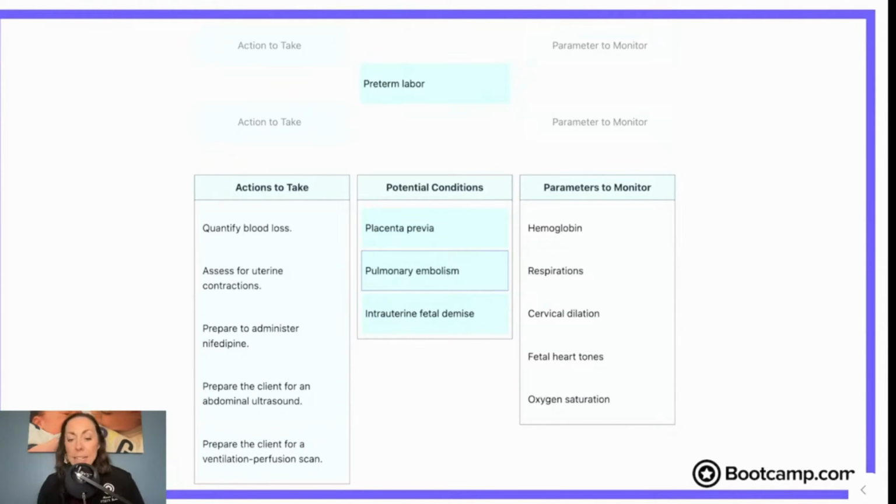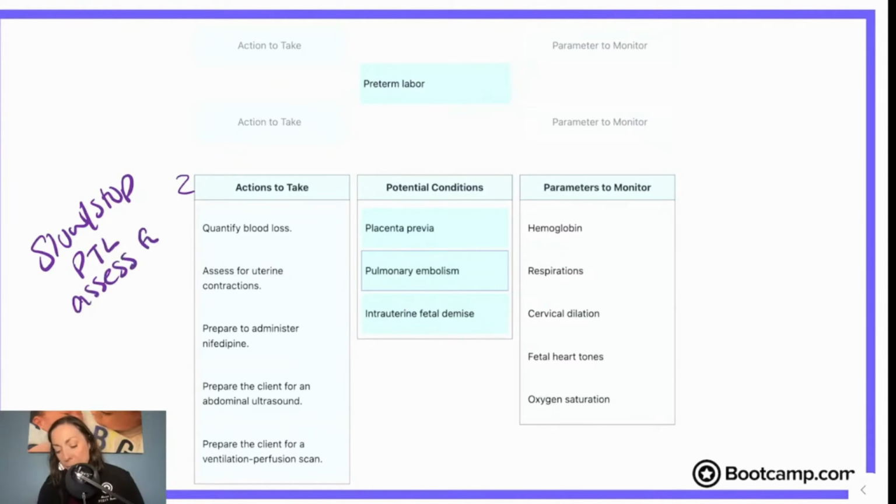And this is a select N. So again, we're selecting 2 options. So we want interventions that are going to slow or stop the preterm labor and things that will assess for labor, right? So that helps if you can determine ahead of time, what's my overall goal? And then you can look at each one separately.